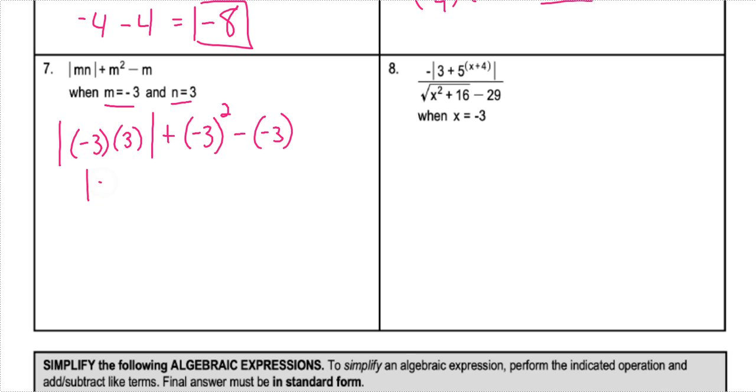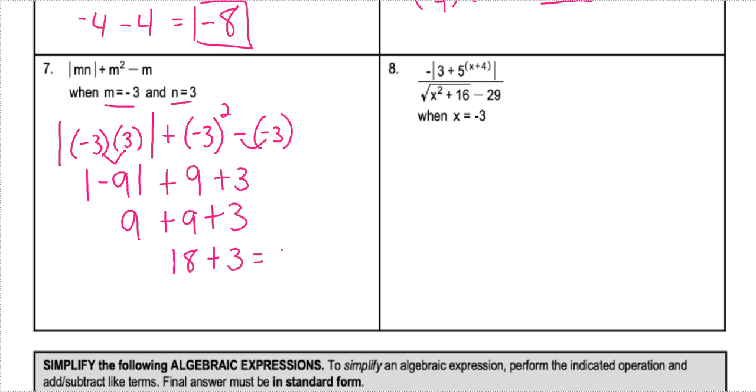All right, so here we have the absolute value of -9 when I multiply those together. And when I do -3 squared, I get +9. And then I have +3 because I have a minus and negative. So that would be +9 plus 9 plus 3. And then working my addition from left to right, I have 9 plus 9 is 18. Plus 3 is 21. So number 7 would evaluate to 21.